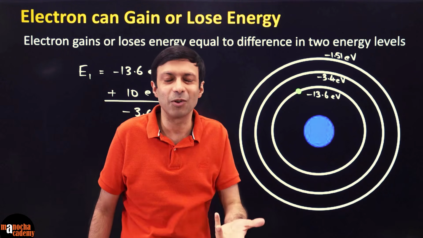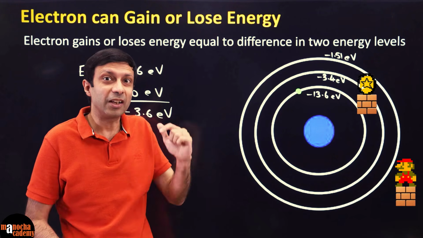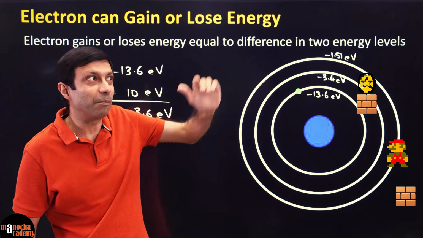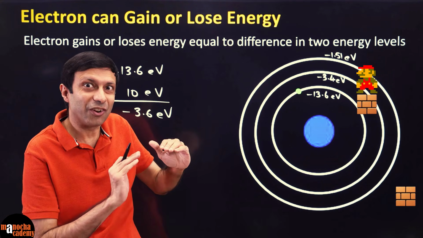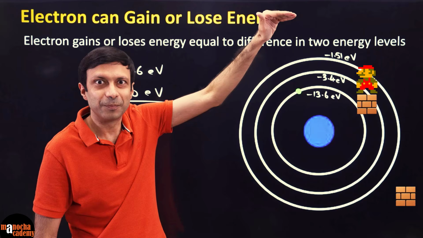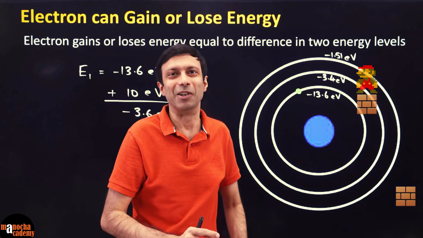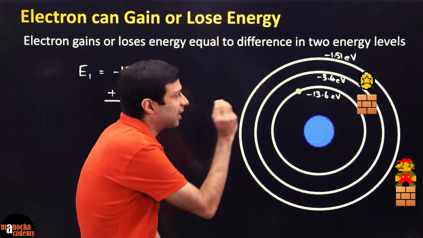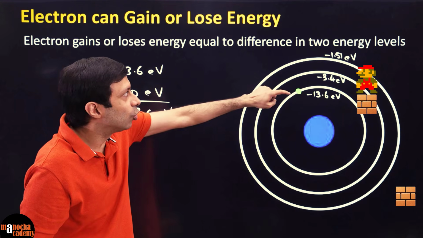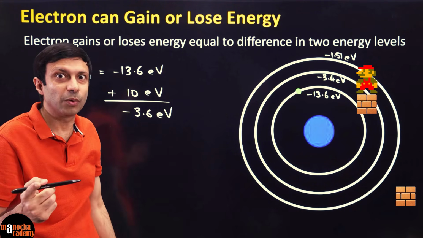It's exactly like a video game. If you have played Prince of Persia or Mario, you know that you have to do the right amount of jump to move to the next level, right? So the character has to have the right amount of energy to go up, otherwise it falls down and then you try again. Same thing will happen. So this is like a video game that the electron is playing. It needs exactly the right amount of energy to go to a higher shell. So if 10 electron volt will not work, how much will work?